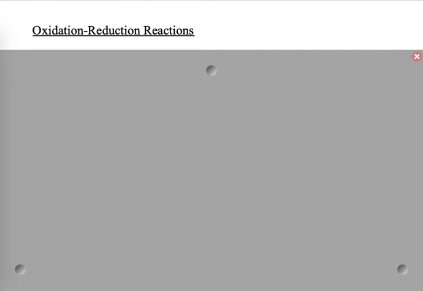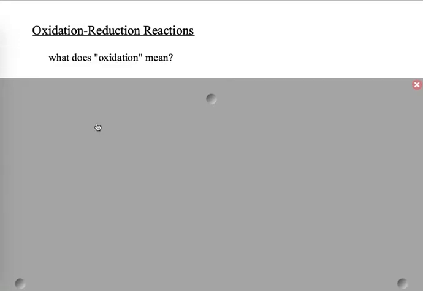In this video, I'd like to talk about oxidation reduction reactions. Oxidation reduction reactions are a very important category of chemical reactions in the field of chemistry. They are not actually covered in Chapter 8, but because Chapter 8 is about describing chemical reactions, I thought this would be an important time to introduce it. So let's begin. What does the word oxidation mean?